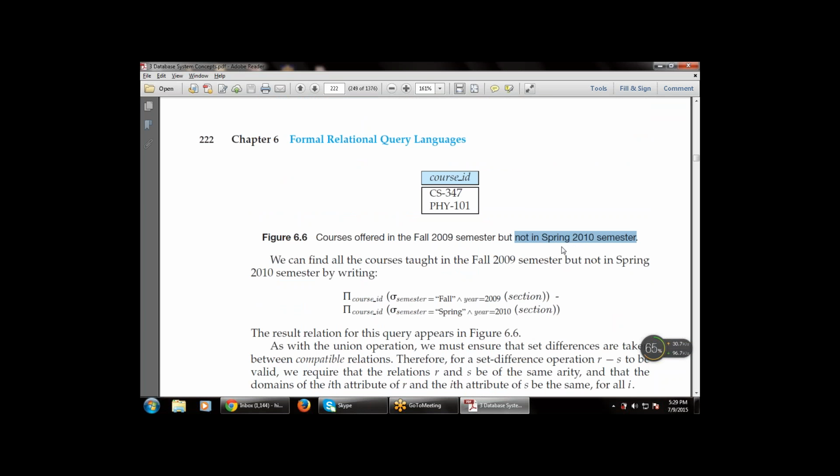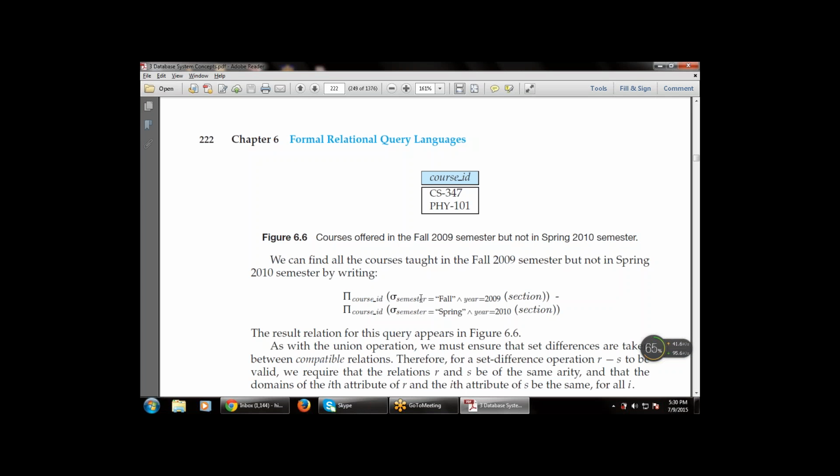Let's see which is the query. We can find all the courses that are taught in the fall 2009 semester but not in the spring 2010 semester. So this is the set difference example, finding the courses that are taught in the fall 2009 semester but not in the spring 2010 semester. This is the part course ID.